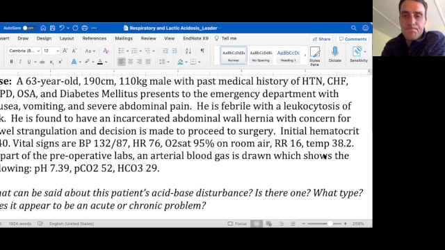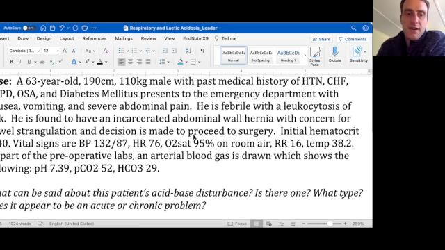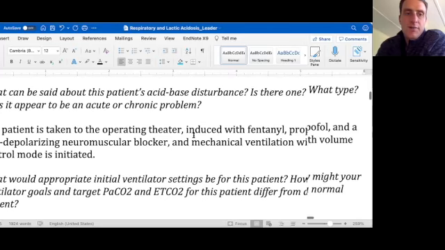And what in this patient's history would suggest a cause of this chronic respiratory acidosis? She has chronic conditions like COPD and obstructive sleep apnea, which may predispose her to hypoventilation and respiratory acidosis. Okay, fantastic. Very good. Move on to our next question.